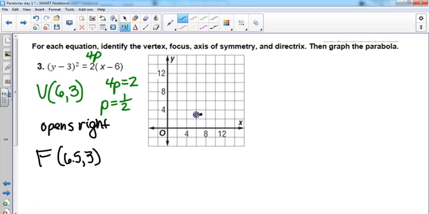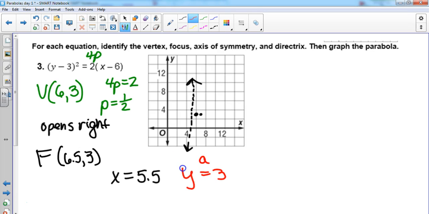The directrix is going to be to the left a half. So it's going to be at x equals h minus p, which is what? x equals 5.5. Very good, Jenny. All right. Axis of symmetry, connecting these, y equals 3. And you should label those. I always forget. Directrix and axis of symmetry.